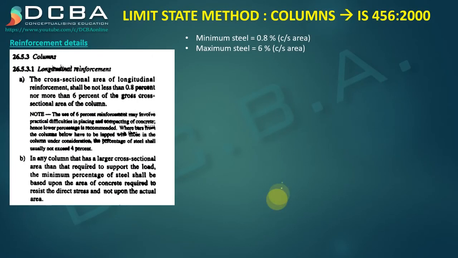Now reinforcement details. Reinforcement details for columns are given in clause 26.5.3. First is the longitudinal reinforcement, and the first clause says that the minimum steel that should be given in a column is 0.8% of the cross sectional area, and the maximum steel should be 6% of the cross sectional area. But there is a note here for the 6%. 6% reinforcement is practically difficult because it is going to congest the area of the concrete a lot. So the concrete won't be able to move effectively through the column.